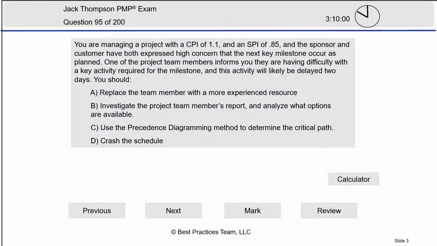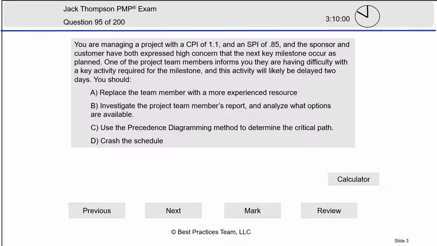So the answer is B. We need to do more work. We need to do some investigation. We need to analyze possible choices that we have. It's too early to know that the team member is the problem. We don't really know that the team member doesn't have the right experience and they are the problem and they should be replaced. So that's premature.